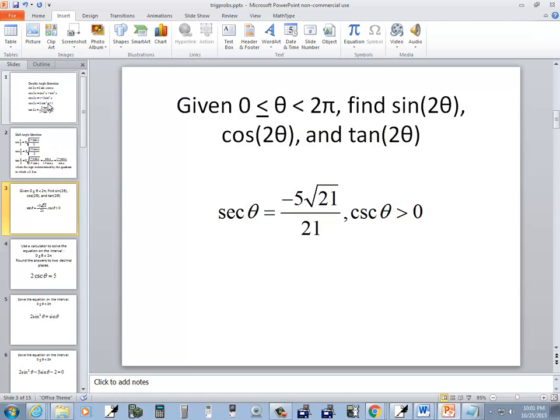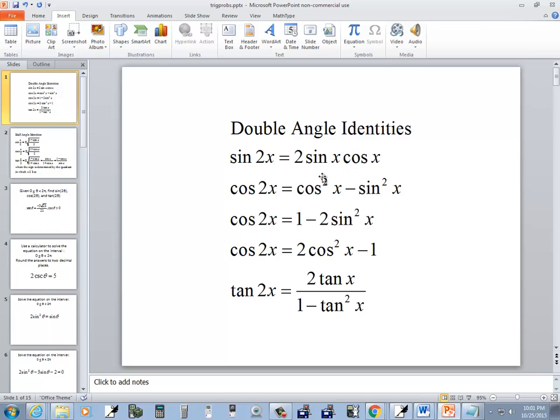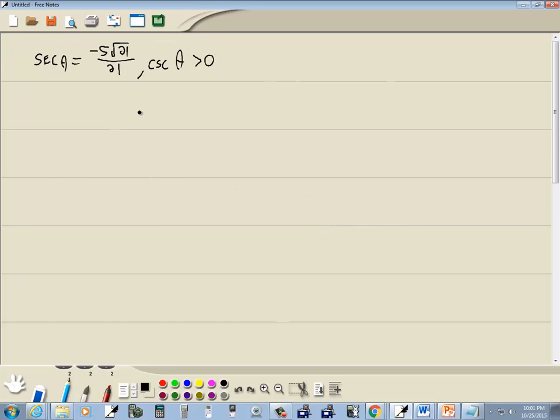Okay, well, looking ahead, our double angle identities, sine 2 theta, cosine 2 theta, and tangent 2 theta, it looks like we need sine, cosine, and tangent. So that's our goal. We're going to find x, y, and r, and then that'll allow us to find all of those. First off, we got secant theta is equal to 5 square root of 21 over negative 21, because remember, secant is r over x, and r can never be negative, so that's why I put the negative down below.